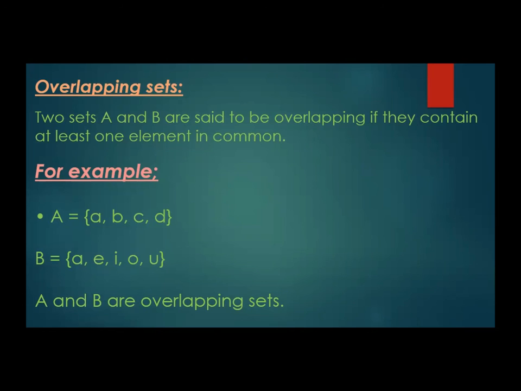So if we observe the example, A equals {A, B, C, D} and B equals {A, E, I, O, U}, it means that A is the similar element in both of the sets and nothing else is the same in both of the sets. So it means that A and B are overlapping sets.